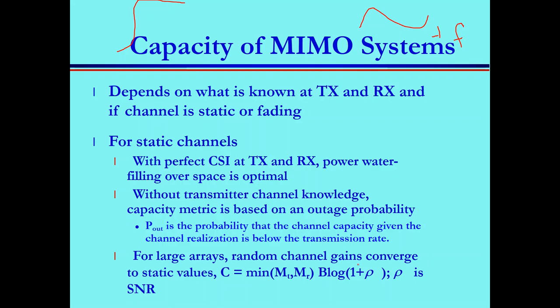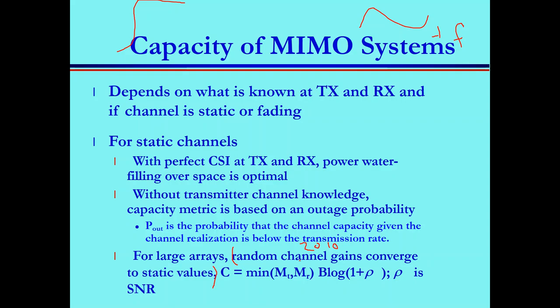For a large array, when you have massive MIMO, random channel gains converge to static values. Now this statement, when it appeared in 2010, was groundbreaking. Nobody believed it. It was really hard to convince people that this works. Math surprised us in 2010 and showed that the random channel gains converge to static values. And at that point, we say that the channel is hard, the channel hardening concept.